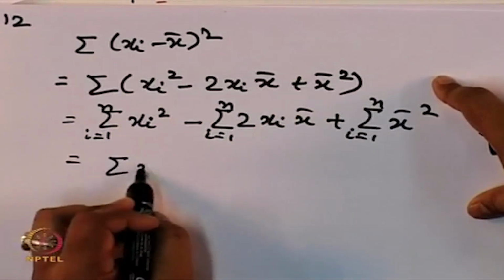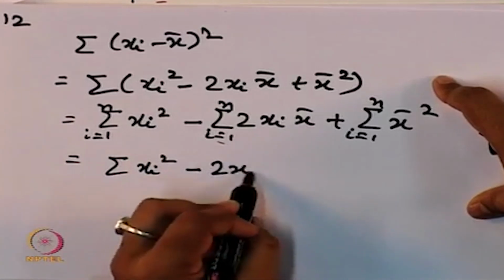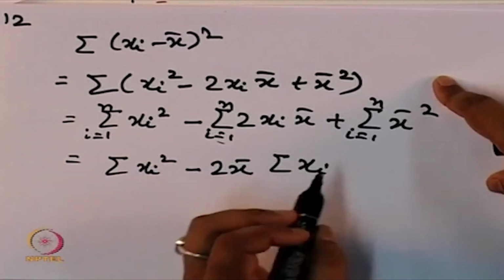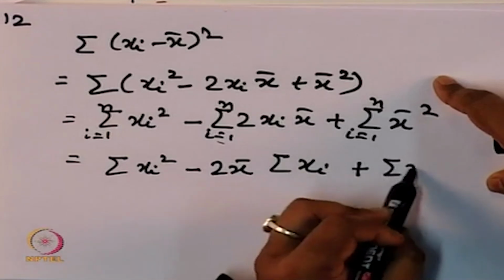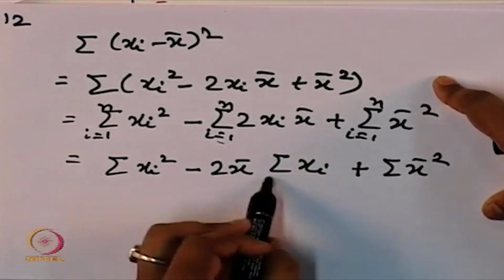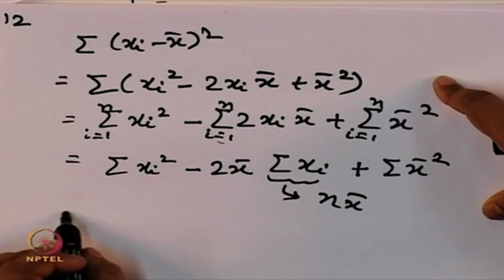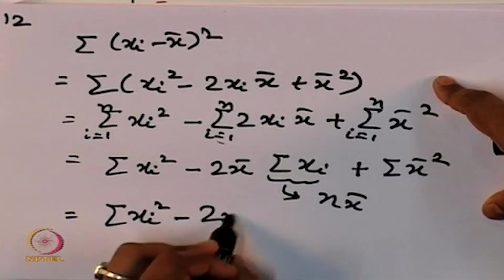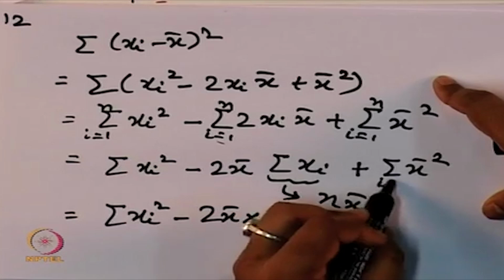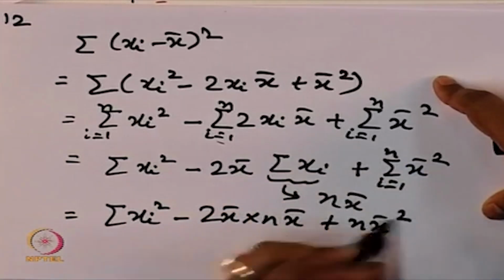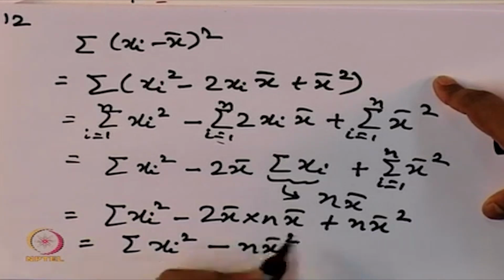So this remains as summation xi square, but in this particular term, since x bar is the mean, I can take it out. So I can take out 2 x bar summation xi, plus summation x bar square. Okay. So summation xi is nothing but n times x bar. Okay. So this equation then becomes summation xi square minus 2 x bar into n x bar, and summation x bar square summed up n times, with i equal to 1 to n, will be n x bar square. So this final expression is summation xi square minus n x bar square.